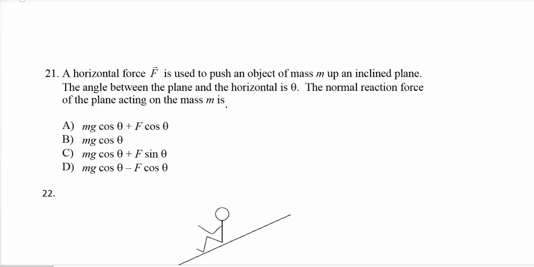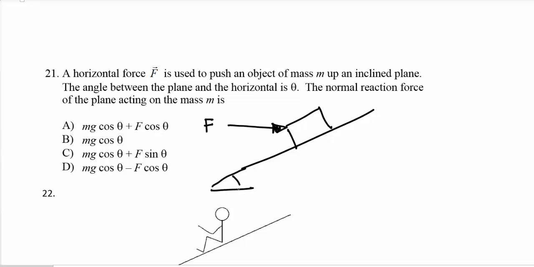Now, this is a tricky one. We have an object on an incline. A horizontal force is used to push an object up an incline. The force is horizontal. This is F. Please pay attention to this one. It's tricky.